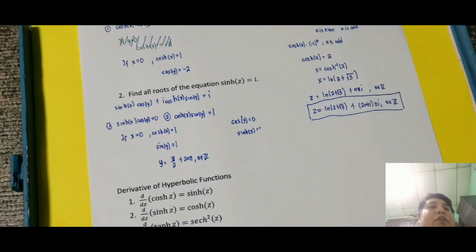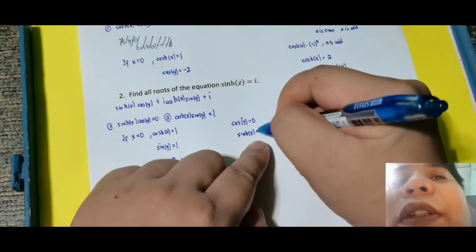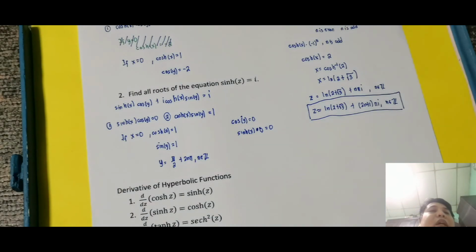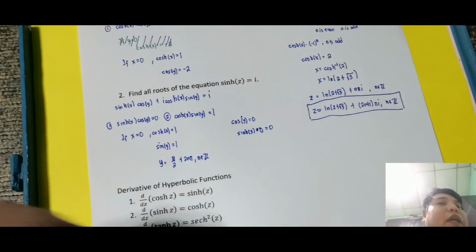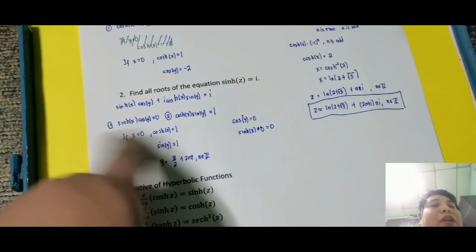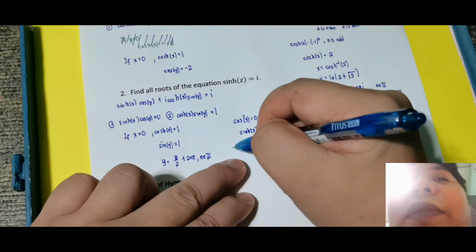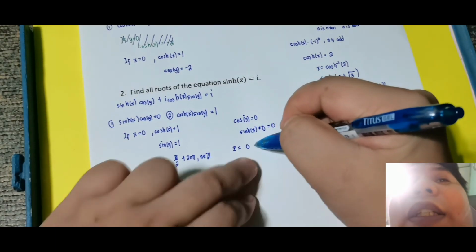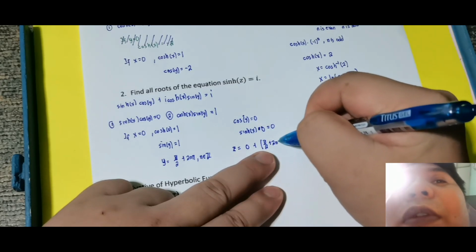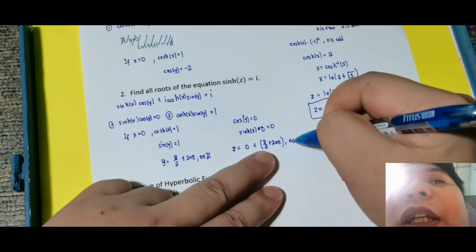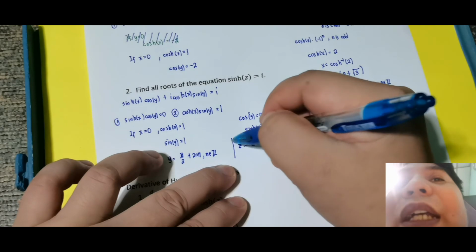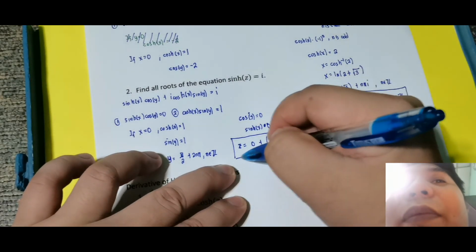Sinh x times 0 is equal to 0. So 0 is equal to 0. So anong nangyari? Wala tayong nakuhang value na x. Actually, ang value na x is 0. Sorry, ito pala, ang value na x is 0. So therefore, ano yung magiging value natin dito? So z is equal to 0 plus pi over 2 i plus 2n pi i, for n element of integers. Okay, so ito yung value niya if x is equal to 0 pa lang.